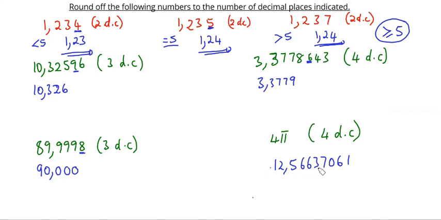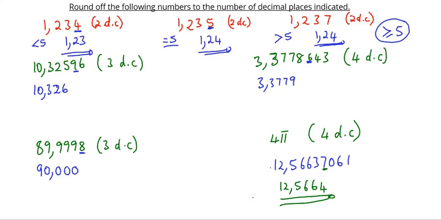1, 2, 3, 4. And when you look at the 4th digit, we're just going to look at 7. And 7 is above 5. It's going to be 12,5664. Okay, so this is our answer there.